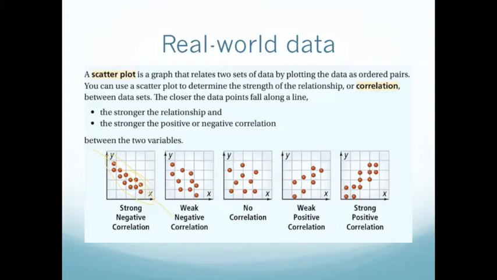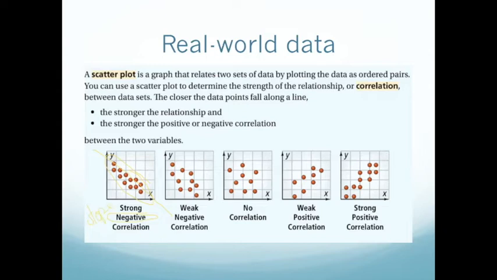So we say that because the line is close to all of those points, that is a strong correlation. Because that line would have a negative slope, it is a strong negative correlation. So this word negative refers to the slope.